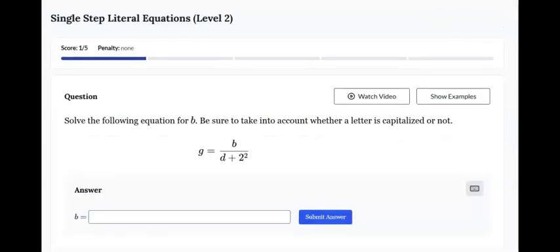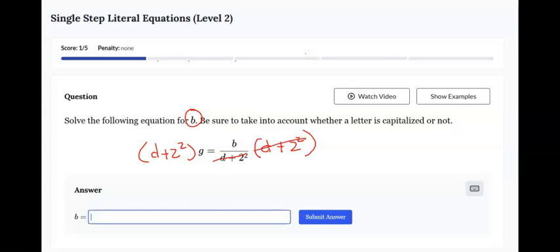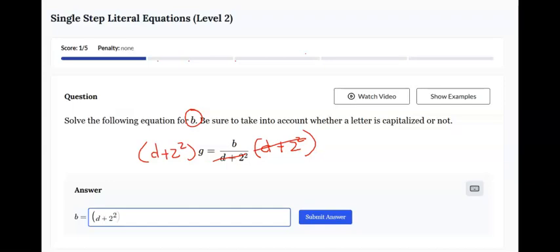In this problem, we're solving for lowercase b. So b is part of a fraction right now, and to eliminate this denominator, which is dividing, I'm going to multiply both sides by the entire expression that's in the denominator. Just like that. So now my solution is that lowercase b is equal to the quantity d plus 2 squared times g.